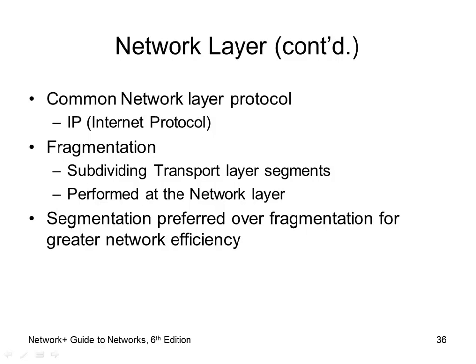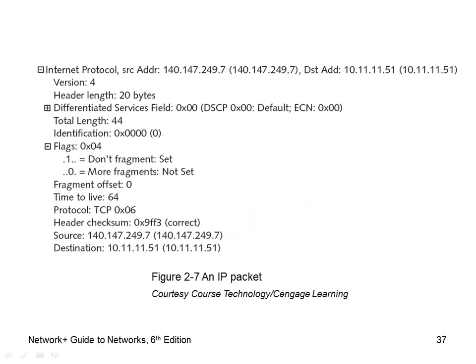So fragmentation subdivides the transport layer segments. That's performed here. Segmentation is preferred over fragmentation for greater network efficiency. Here is what an IP packet looks like on the network. And you see up here at the top, you've got a source address and a destination address. And again, we'll talk more about the different packets as we go forward.